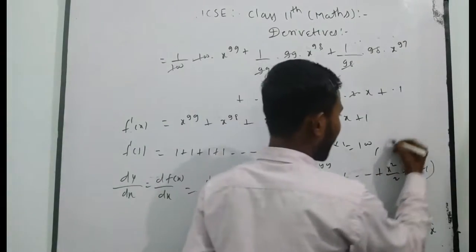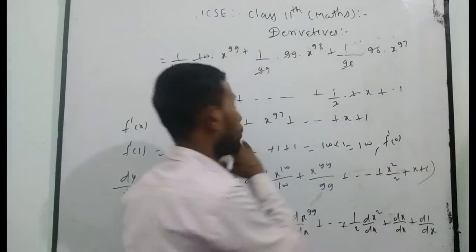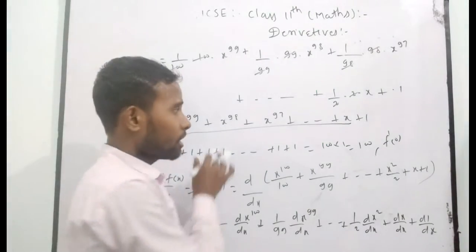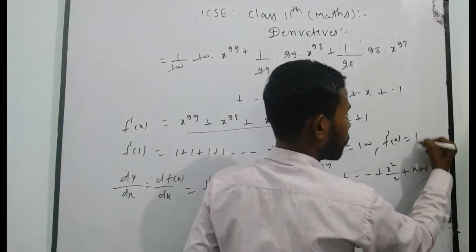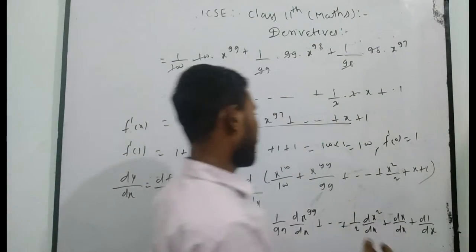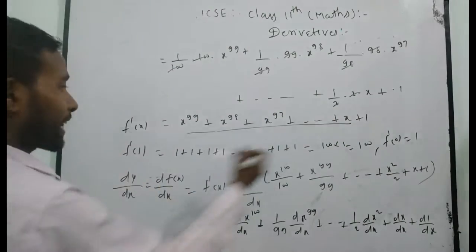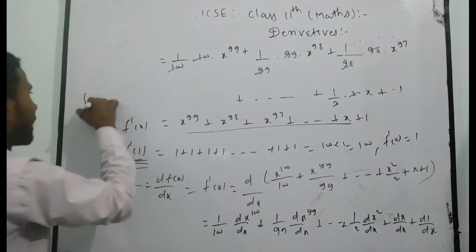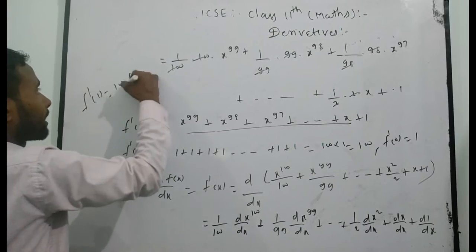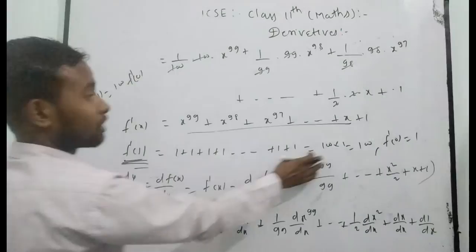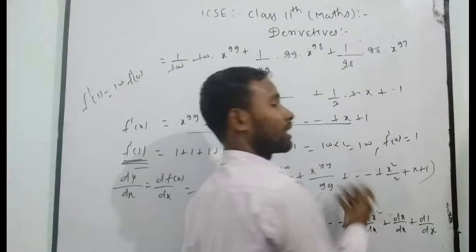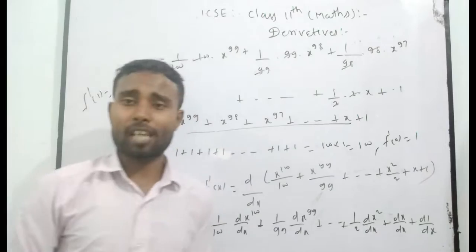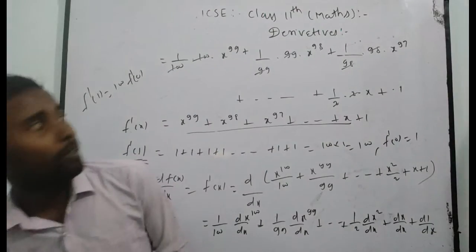If you want to find f dash 0, that means you have to put x is equal to 0. Finally you get the whole sum will be 0 except 1. So f dash 0 is equal to 1. Now if you observe both expressions, what will you get? You get f dash 1 is equal to 100 times f dash 0. Why? Because 100 is 100 times 1. So f dash 1 is equal to 100 times f dash 0. Have you understood?